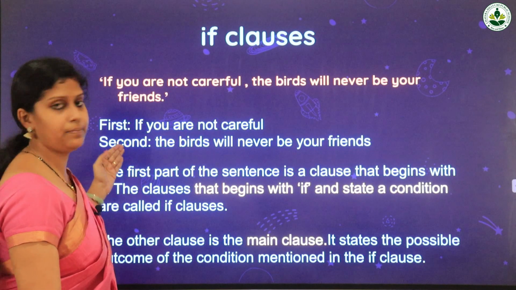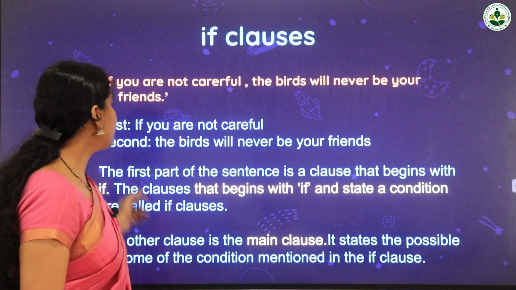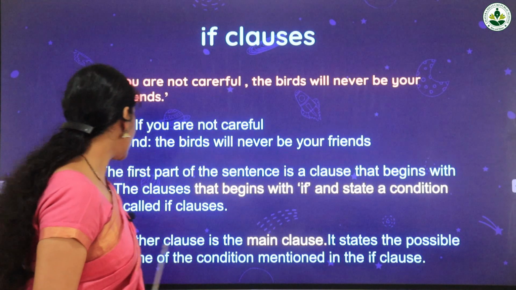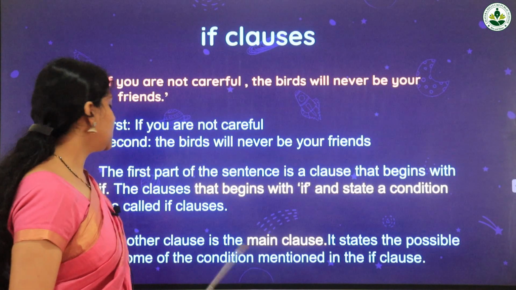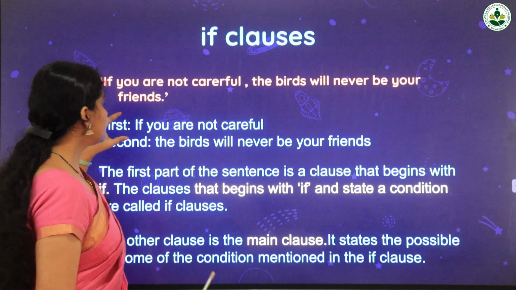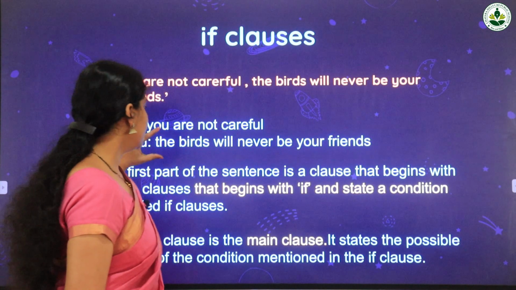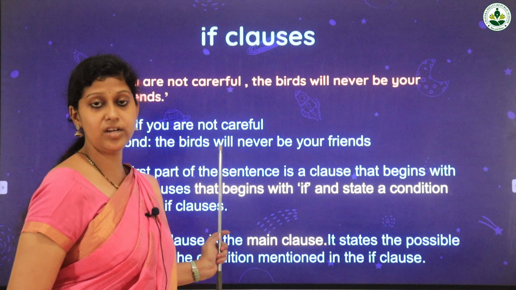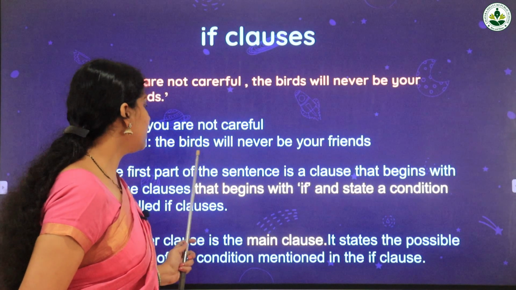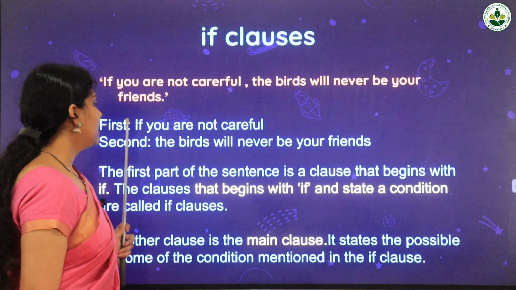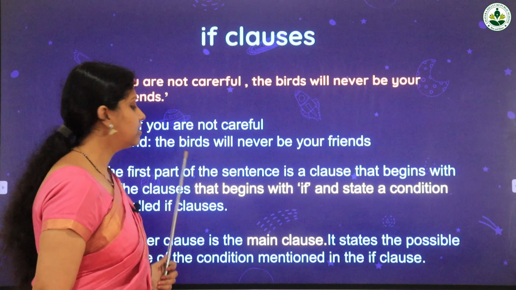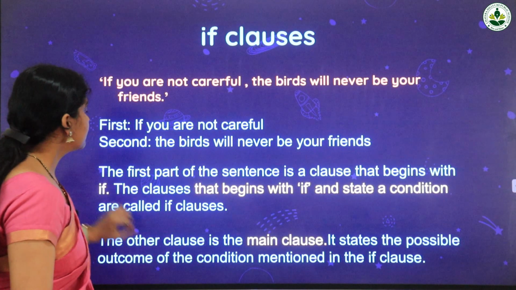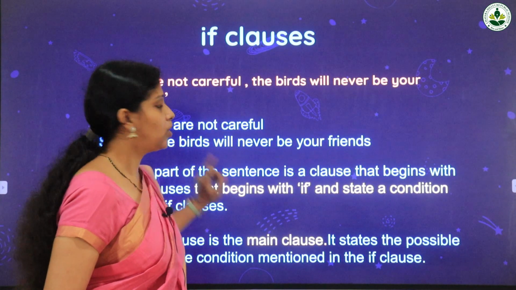And the second part, the other clause, is the main clause. The second part is the main clause and it states the possible outcome of the condition mentioned in the if clause. The first part states a condition and the second part states the possible outcome of the condition in the first part. This sentence is an example of if clauses.